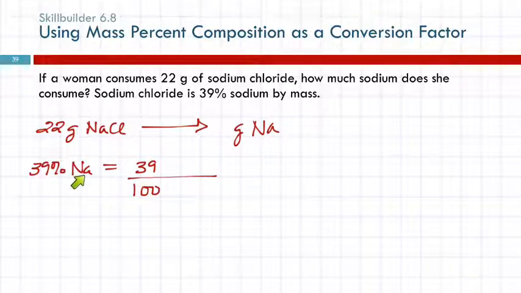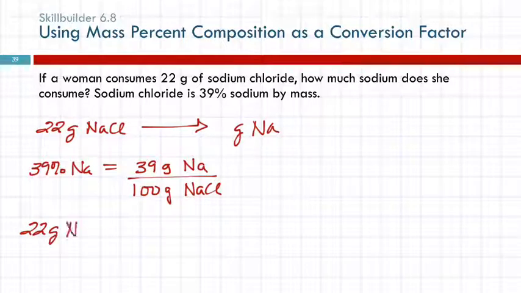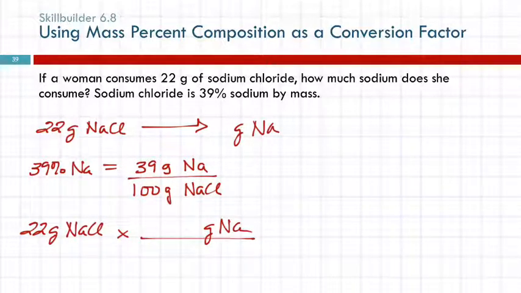So 39% sodium in sodium chloride. 39 somethings of sodium per 100 somethings of sodium chloride by mass. So these are masses, and put the same unit of mass in the top and the bottom. Usually it's most convenient to put grams there. So 22 grams of sodium chloride times. We're going from grams of sodium chloride to grams of sodium. Grams of sodium chloride goes down here because I want it to cancel out.